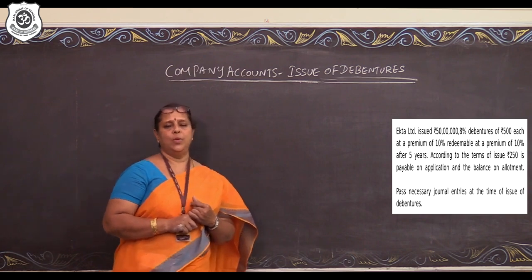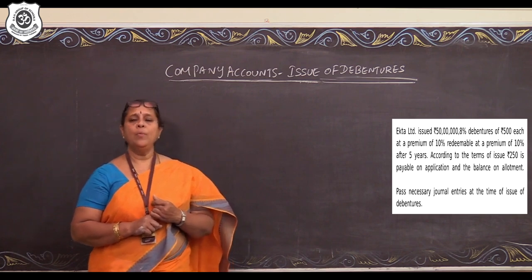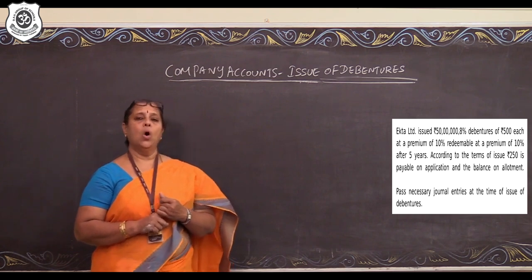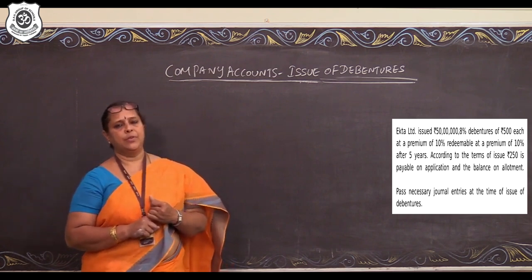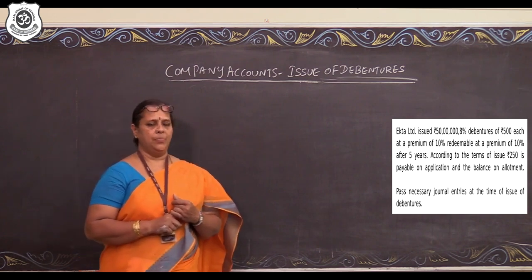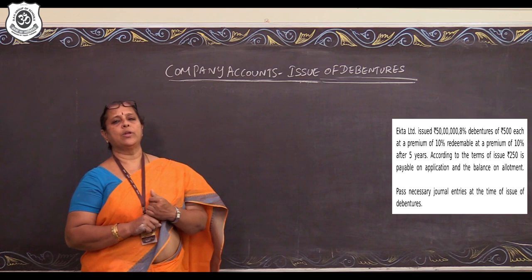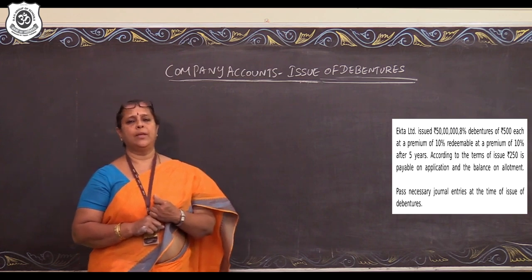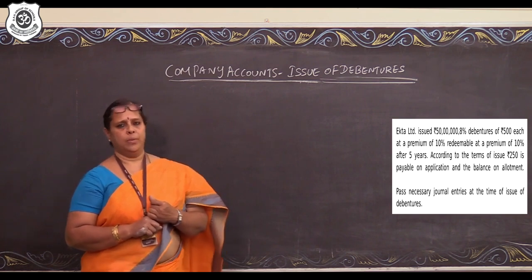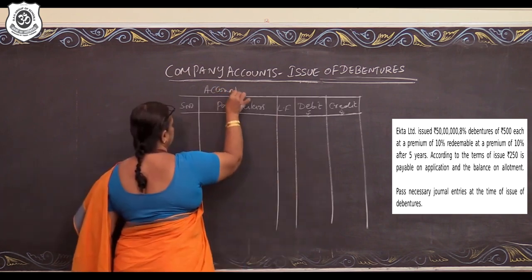And all adjustments will be made only at the time of receipt of allotment money. Mind you, no adjustment will be made at the time of receipt of application money. All adjustments in the absence of any specific information will be done only at the time of receipt of allotment money. So, we shall be passing 4 journal entries for this question. Entry number 1 and 2 for receipt of application money and transferring the application money to debentures account, and entry number 3 and 4 will be for allotment.